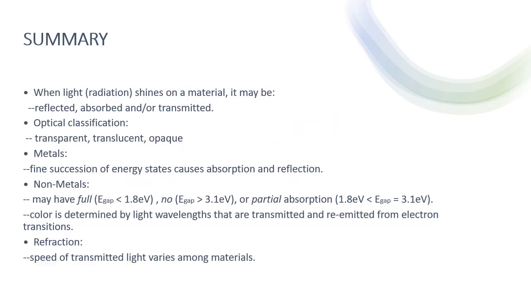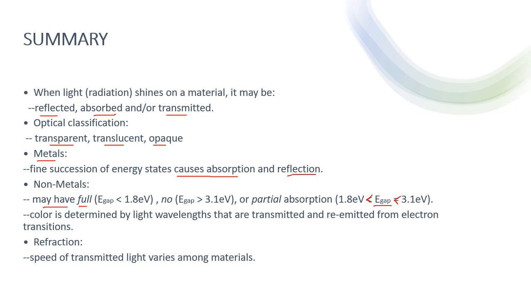So we have come to the summary of chapter 12c, optical properties of materials. The first one: when light or radiation shines on a material, it may be reflected, absorbed, or transmitted. Then the optical behavior of the material can be classified into transparent, translucent, and opaque, where metals are classified as opaque material, so it only causes absorption and reflection and no transmission. For non-metals, there may be full absorption when the energy band gap is below 1.8 electron volt, no absorption if the energy band gap is above 3.1 electron volt, or partial absorption if the energy band gap is between 1.8 and 3.1 electron volt.